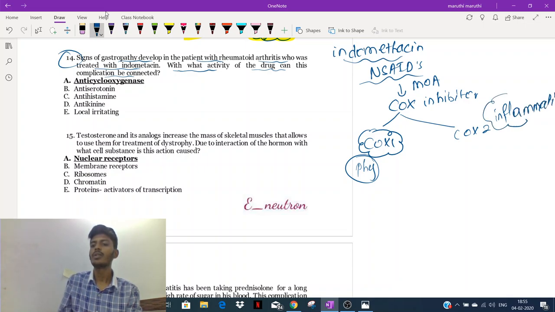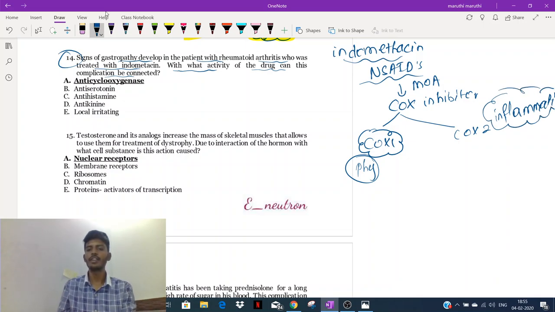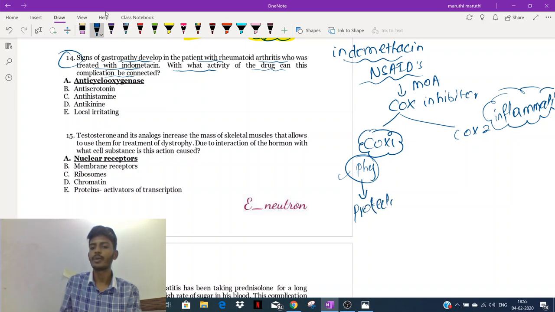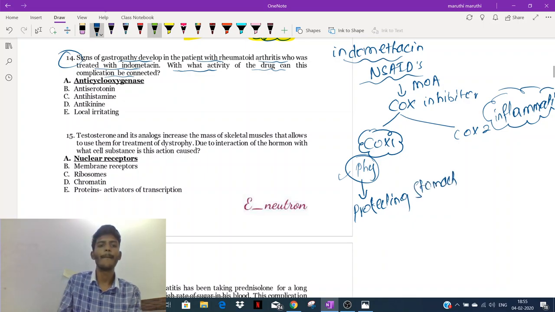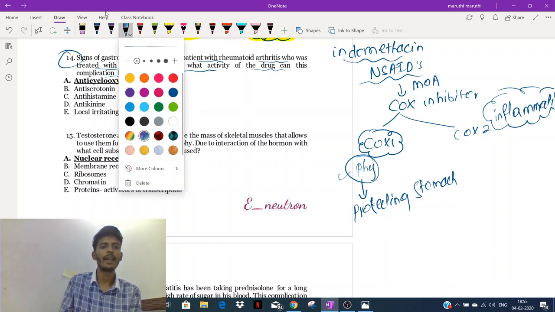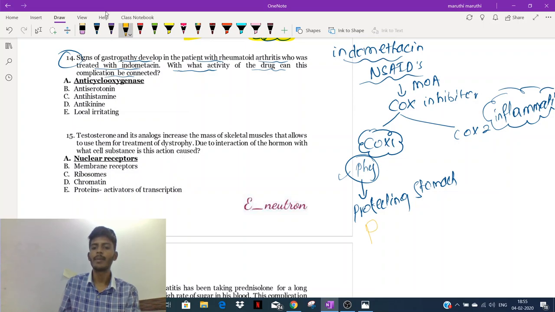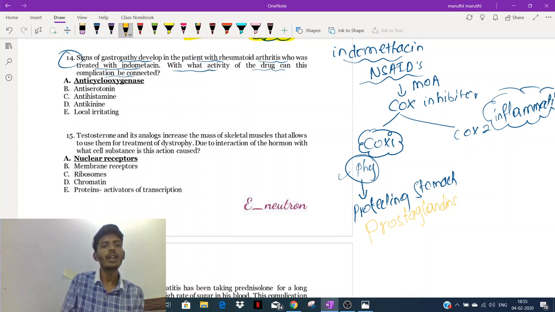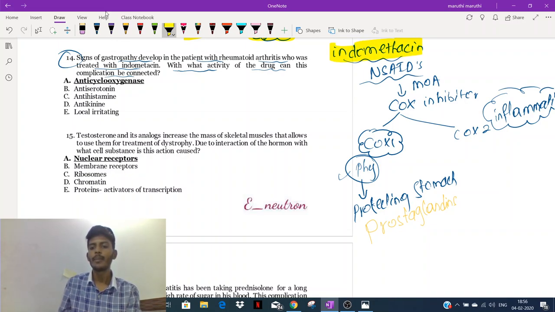Okay, so the thing here we need to pay attention to is COX1 is the one which is present physiologically. Physiologically, it is protecting the stomach. How is it protecting the stomach? It is protecting the stomach by the help of prostaglandins. Okay, now it produces some prostaglandins which maintain the circulation of the stomach, and that's how it is being protected. Okay, now what is the relation between the indomethacin and the protection of the stomach?